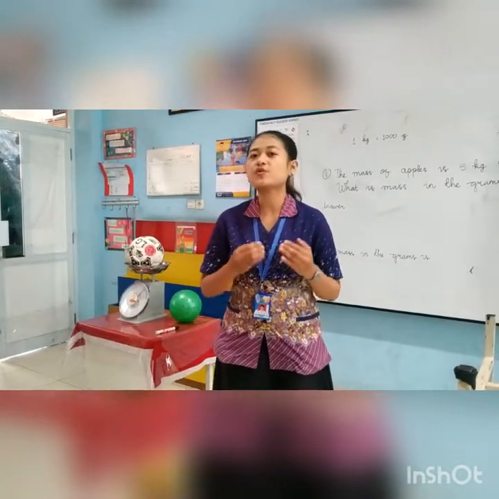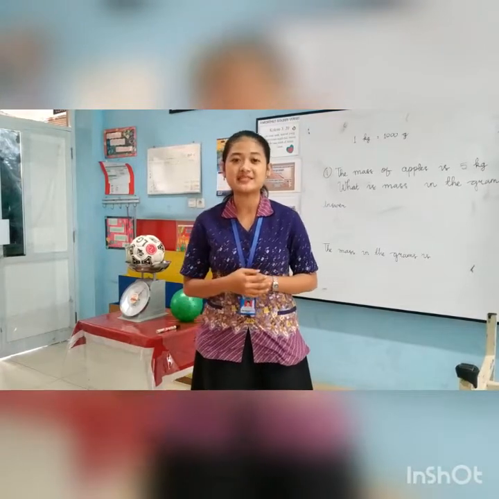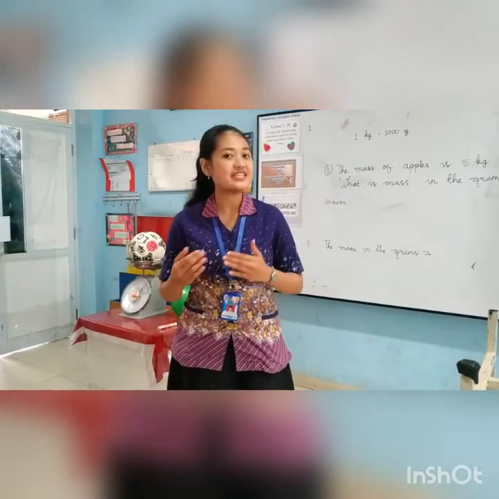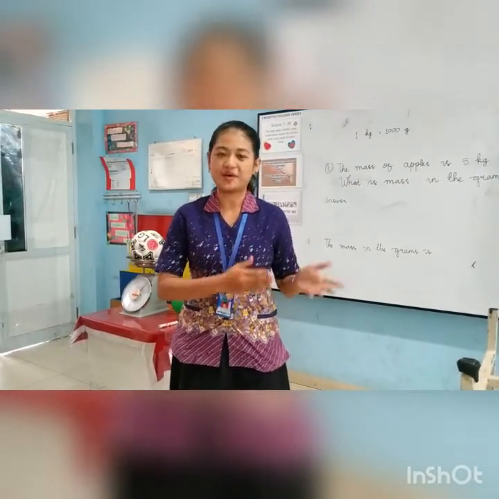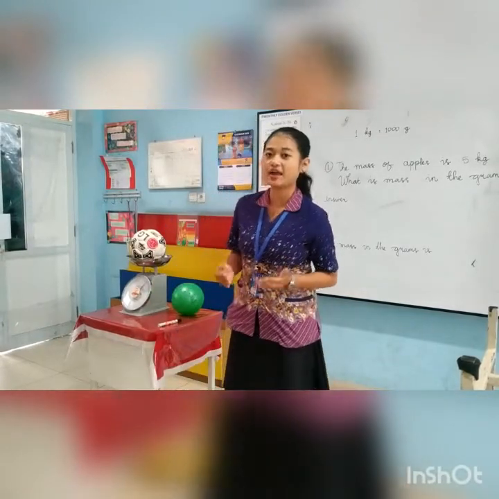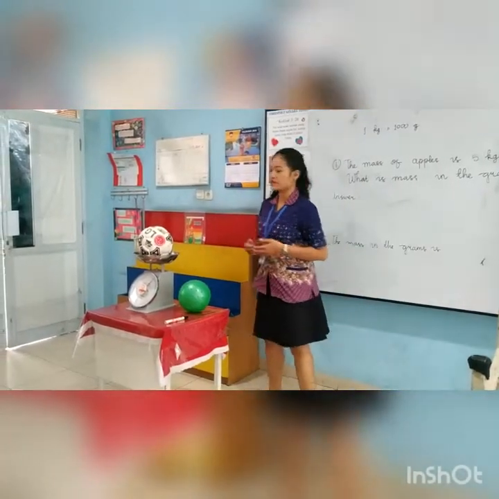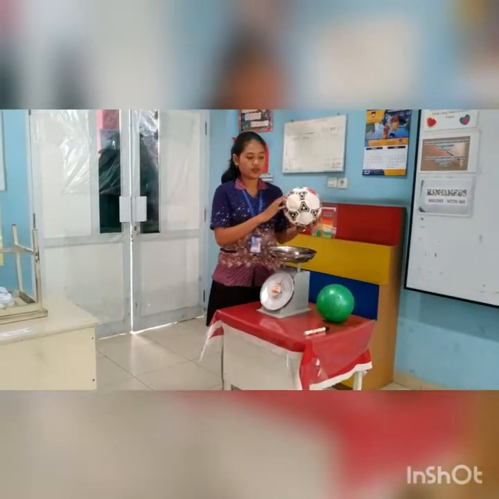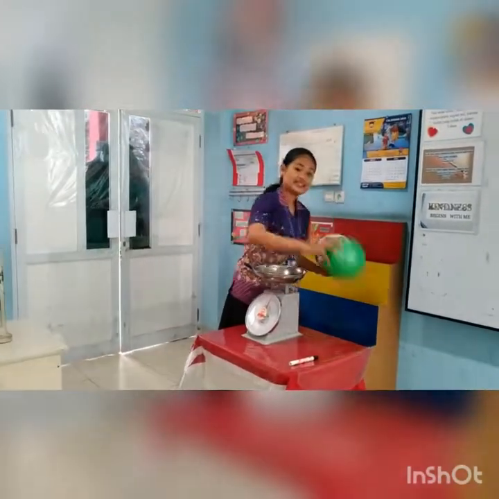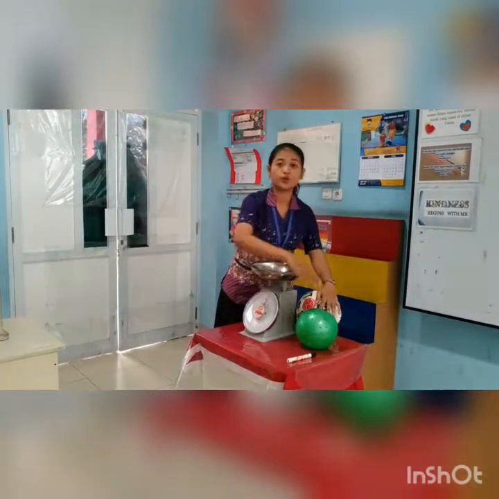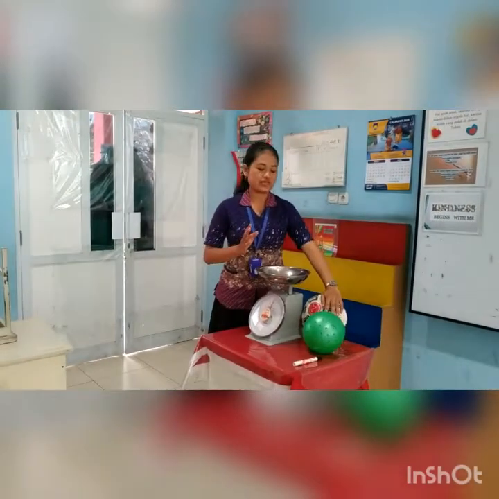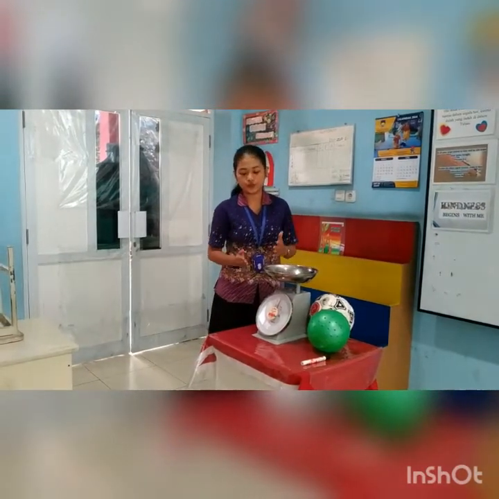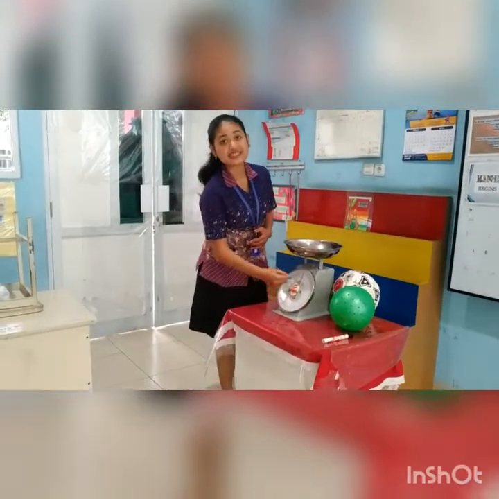For example, if your mother wants to buy some oranges at the traditional market, the seller will use the weighing scale to measure the mass of those oranges. And today I have one weighing scale, and I will show it to you. You can see it. I have a soccer ball, a green ball, and also a weighing scale. Before we measure the mass of this soccer ball and green ball, I will show you the scales of this weighing scale.